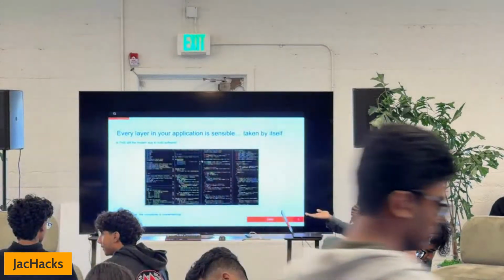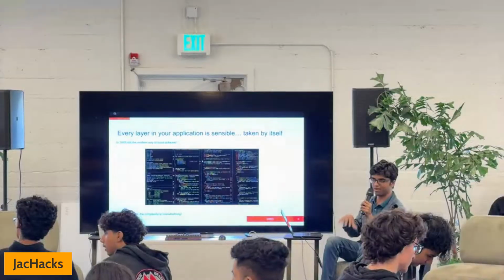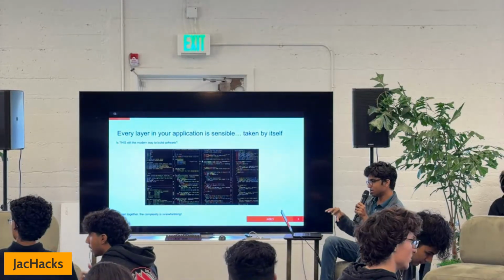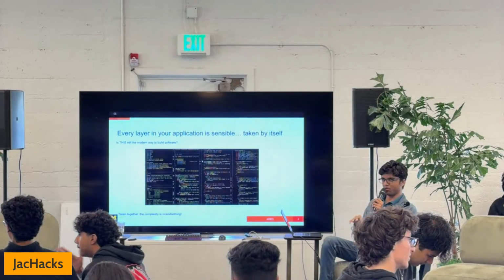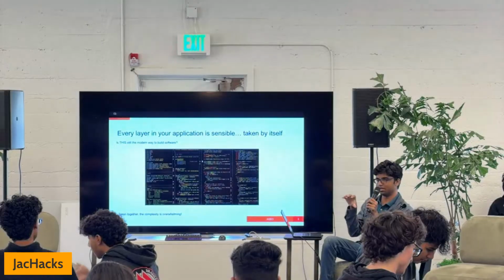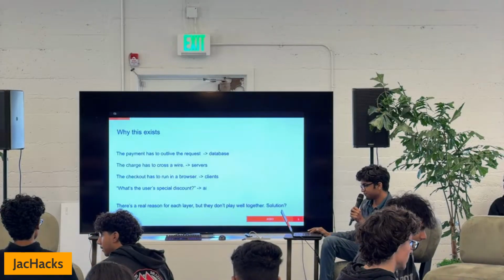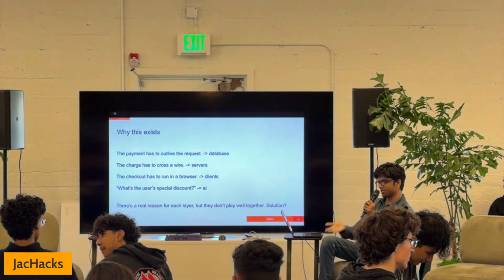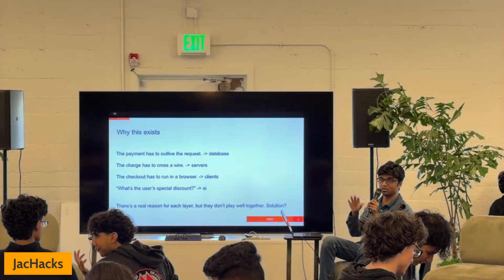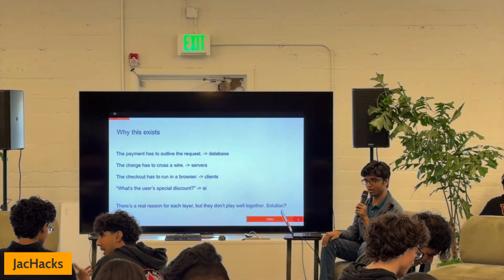Like I said, every layer in your application is sensible when taken by itself. It makes sense that you want to be able to validate on the backend. It makes sense that you want to be able to define tables. But taken together, the complexity is overwhelming because the backend doesn't know what the frontend knows, and the database doesn't know what the backend knows. Yeah, there's a real reason for each layer, but together they don't play well at all. Leaves you rewriting the same types and definitions over and over again.